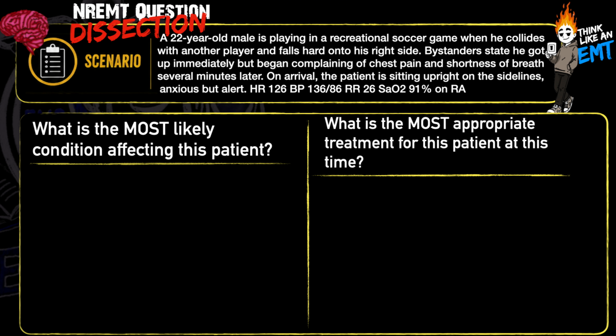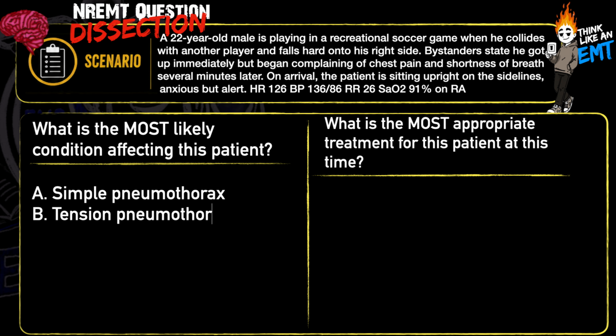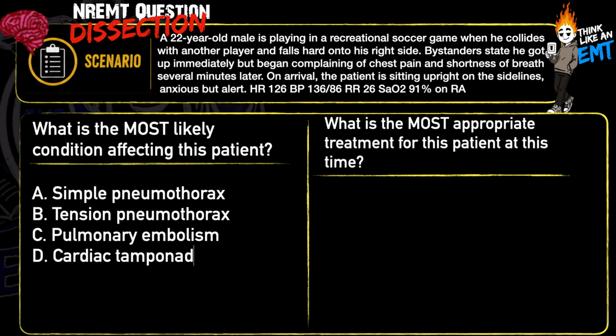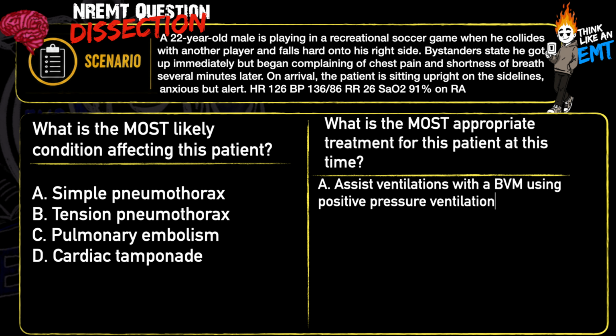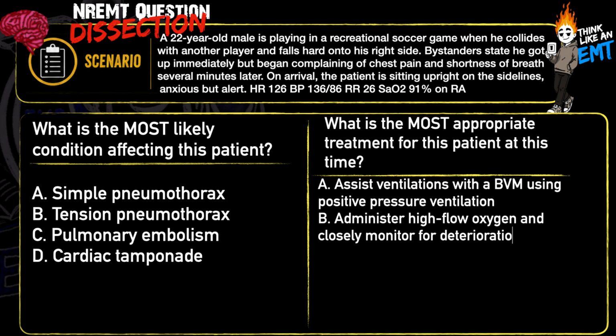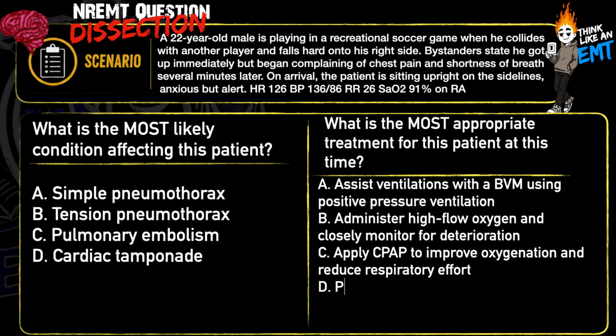So for question number one, we got A, a simple pneumothorax, B, a tension pneumothorax, C, a pulmonary embolism, and D, cardiac tamponade. And for question number two, we got A, assist the ventilations with a BVM using positive pressure ventilation, B, administer high flow oxygen and closely monitor for deterioration. C, apply CPAP and improve oxygenation and reduce respiratory effort. And D, place the patient supine to improve their ventilations.